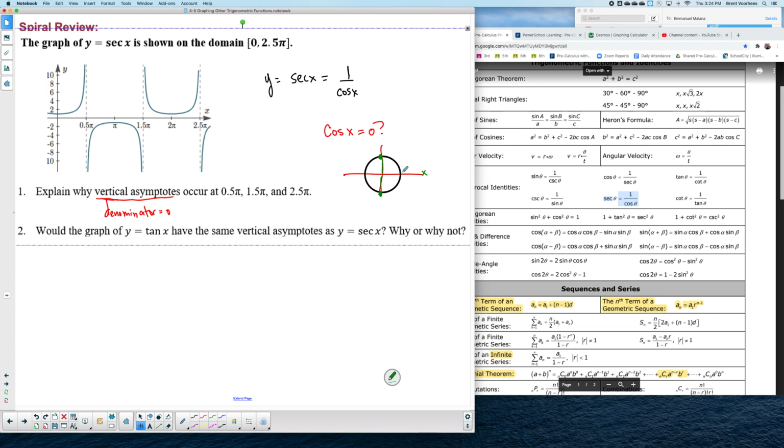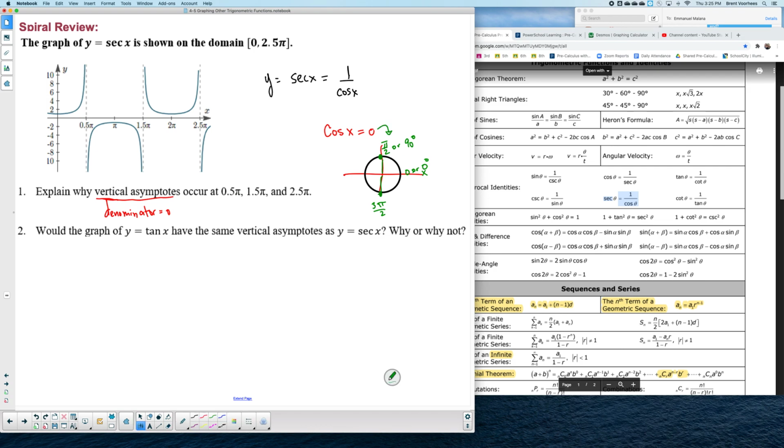If you think about it, this is starting at 0 radians. This would be pi over 2 radians, or 90 degrees. So it would happen at pi over 2, it would happen at 3 pi over 2. So remember, every time you add a pi, go in half a circle, so that'd be 3 pi over 2, this would be 5 pi over 2, 7 pi over 2, 9 pi over 2. It would just continue on that order. That's why, because it's where cosine equals 0.